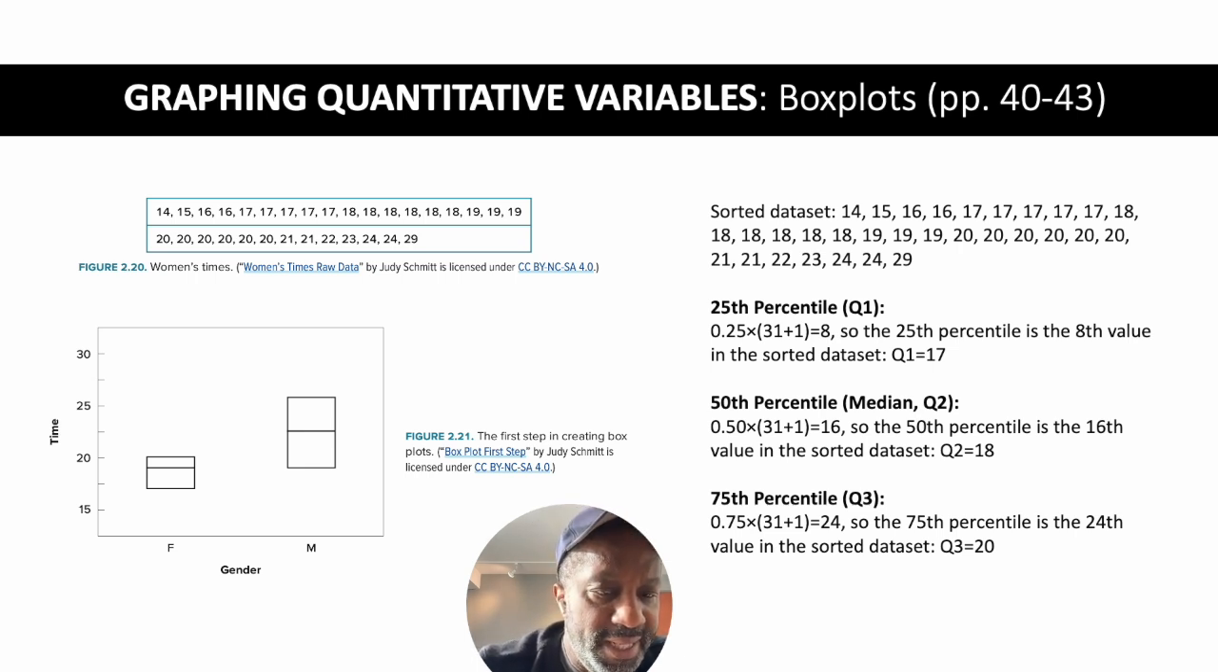Let's start first with the data set. Here we have a data set, figure 2.20. And this data set are times of women in, I believe it's a race. Let's say it's a race. All right, and so here are the times, or the places, is their placement. I believe that's what it is. It really doesn't matter what the data is, it's just that we have a set of data.